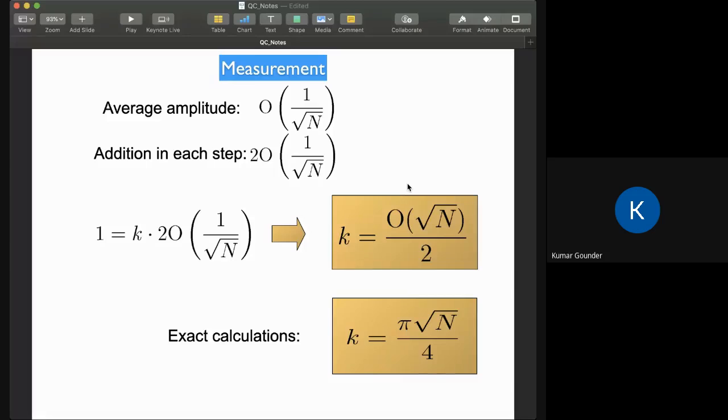Sir, if any participants have doubts, you can ask. Sir, how is the negative sign decided in the rotation phase?